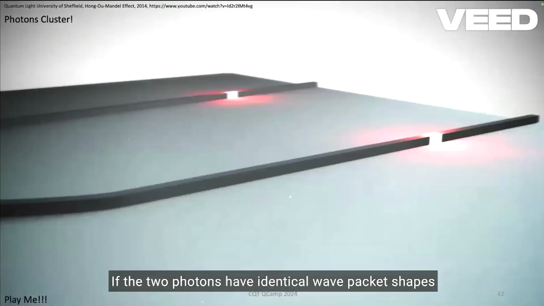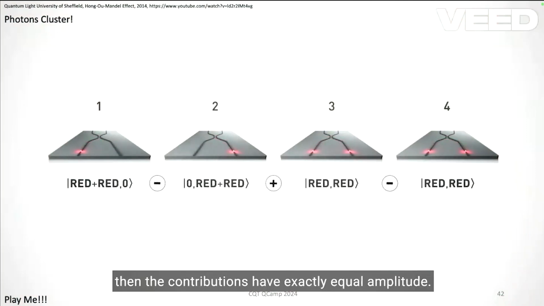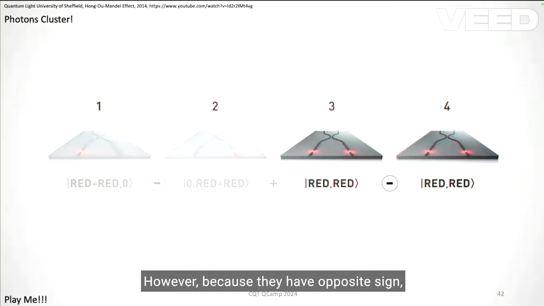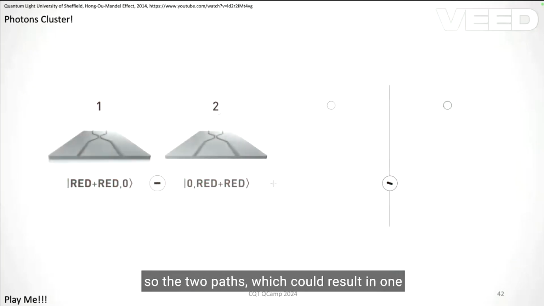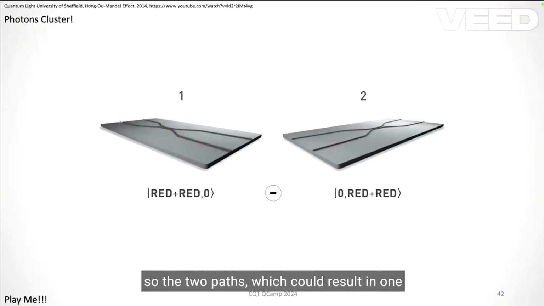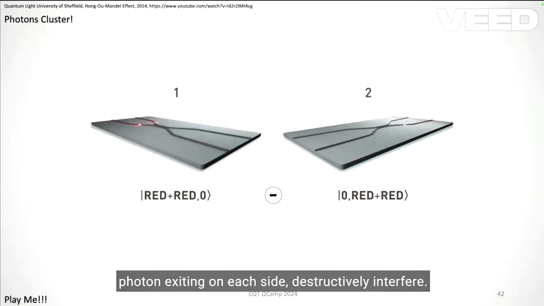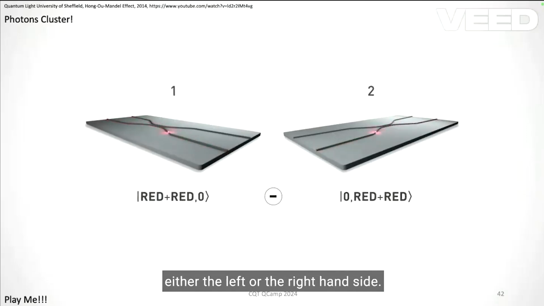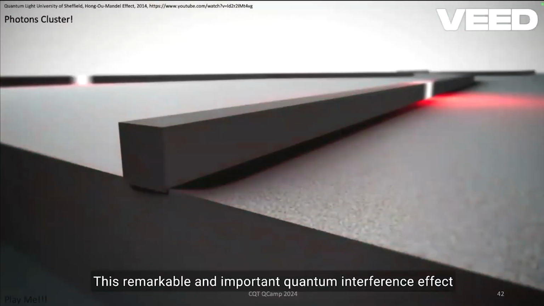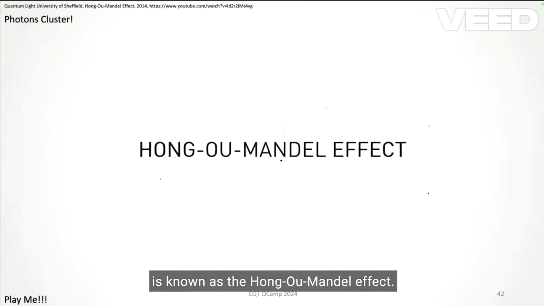If the 2 photons have identical wave packet shapes so that they are indistinguishable from each other, then the contributions have exactly equal amplitude. However, because they have opposite sign, they cancel out. So, the 2 parts which could result in 1 photon exiting on each side destructively interfere. This means that both photons must exit on either the left or the right-hand side. This remarkable and important quantum interference effect is known as the Hong-Ou-Mandel effect.